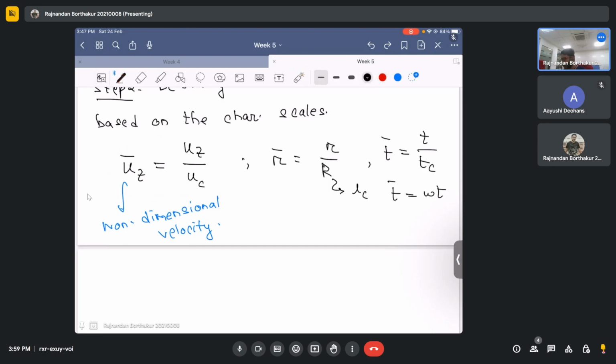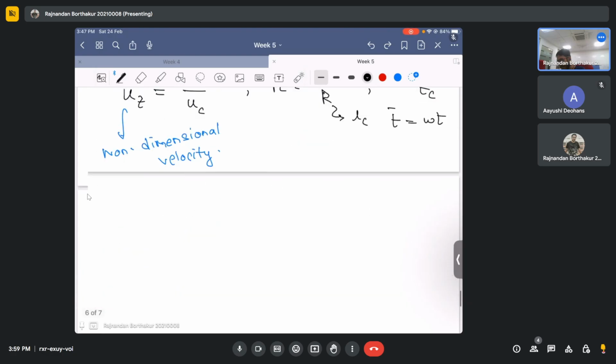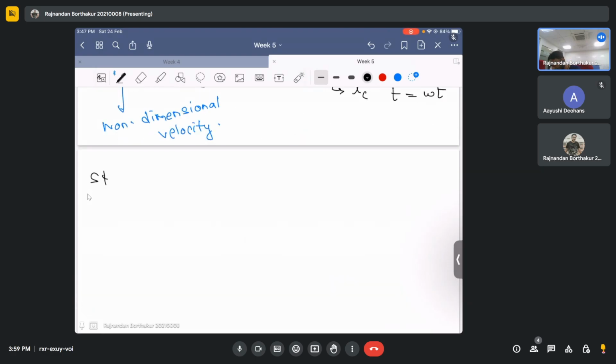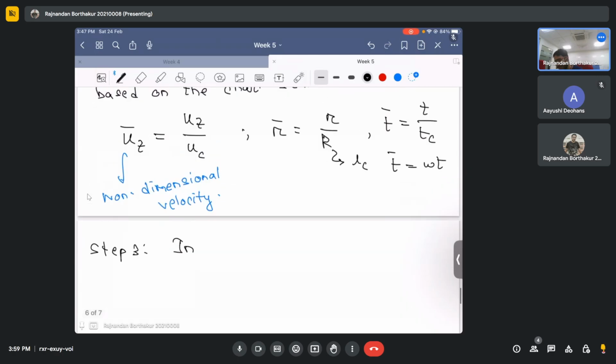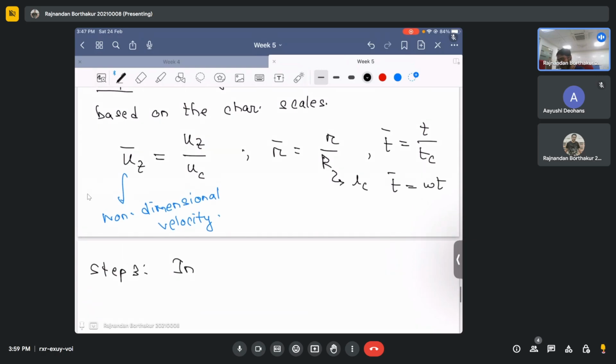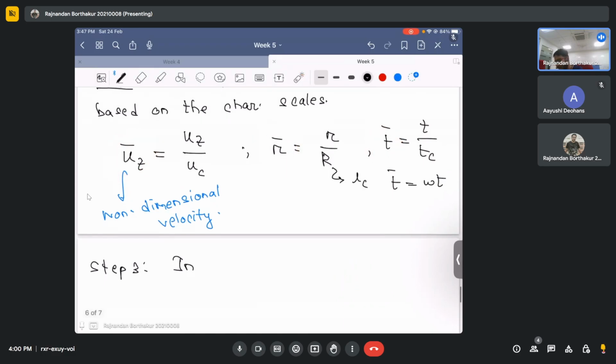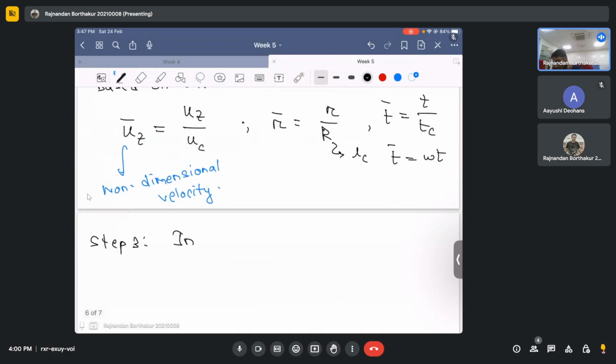Okay, so the next step. We have defined the characteristic scale. The third step, step 3, is insert. Sorry, we have defined the characteristic variables, and then we have defined the non-dimensional velocities, the non-dimensional radius, and the non-dimensional time based on the characteristic scale. And the third step is to insert this into the governing equation.